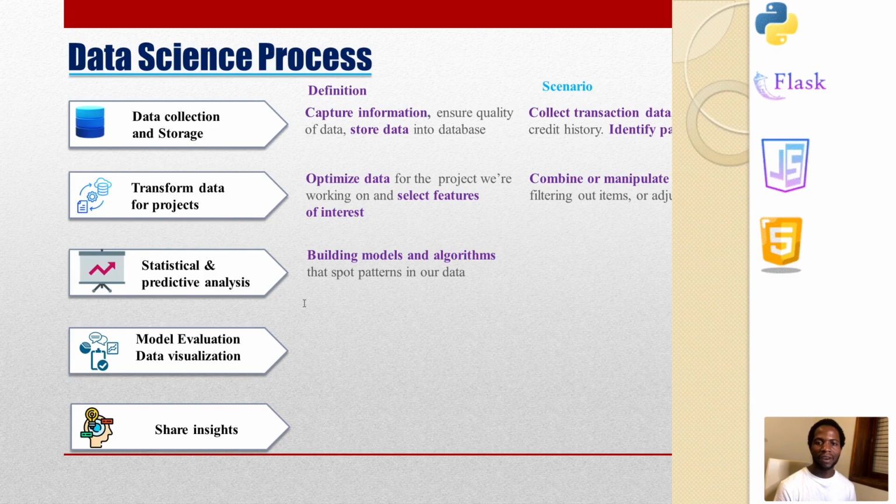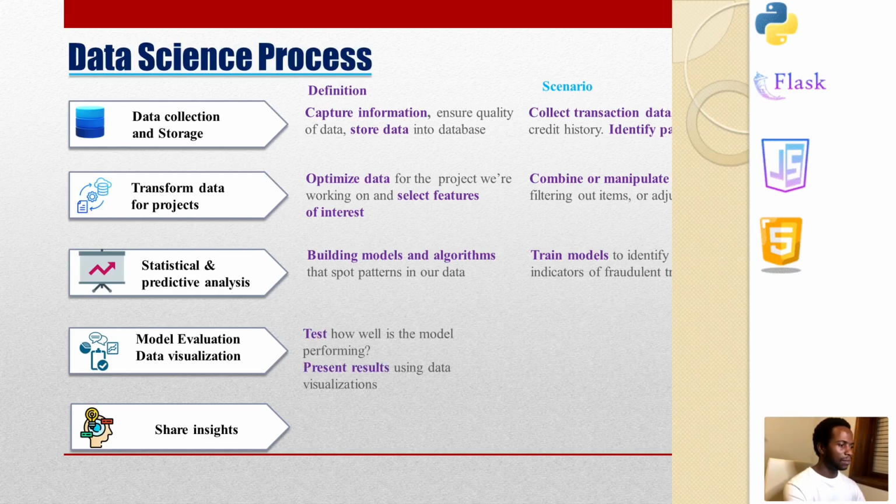Statistical and predictive analysis. This is the step where the magic happens. It is the art of data science. Here we build models or implement algorithms that can uncover patterns in our data. For our scenario, we'll train a model to identify key indicators of fraudulent transactions. We use a variety of statistical and analytical models to help us identify and understand these patterns.